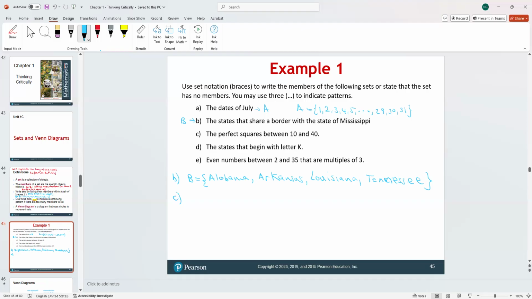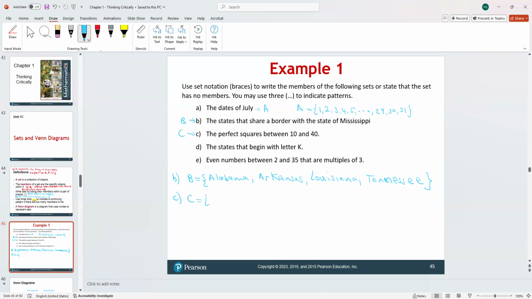Next one, the perfect squares between 10 and 40. Here you kind of need some math, right? Let's call this one C. Remember, I use capital letters. What are perfect squares? Perfect squares are the numbers that, when you take the square root, give you a whole number.